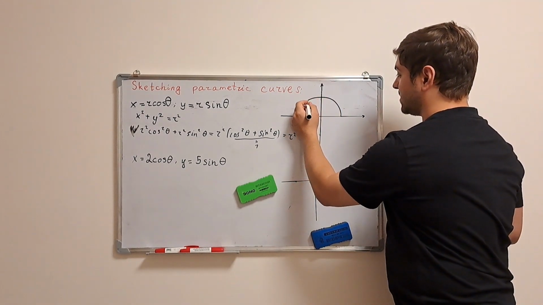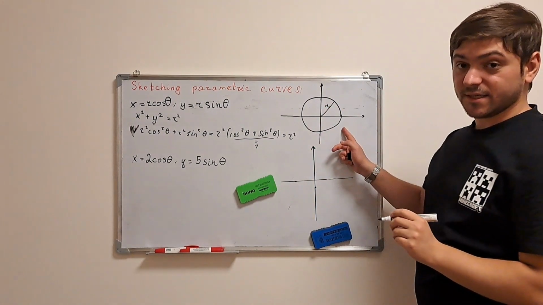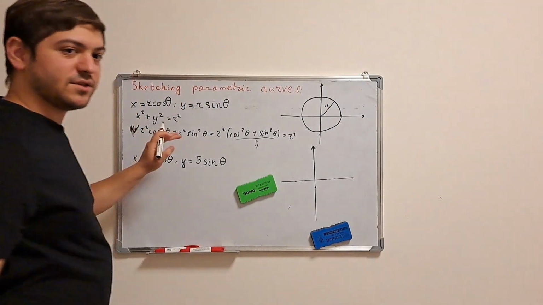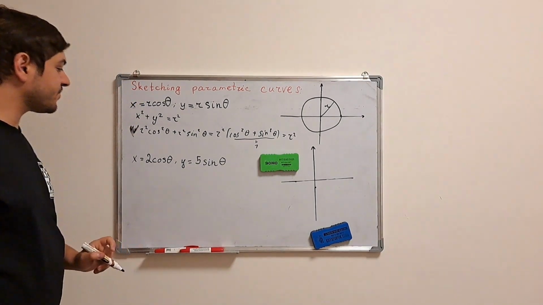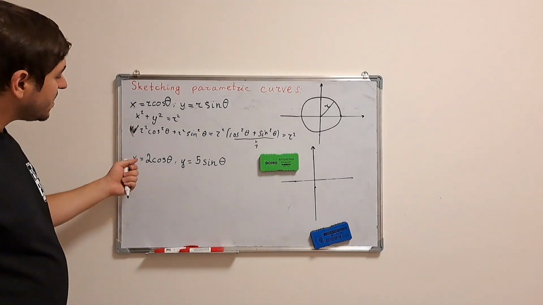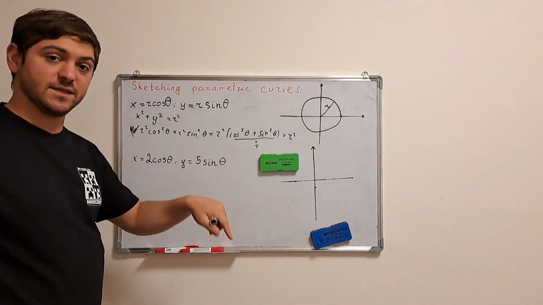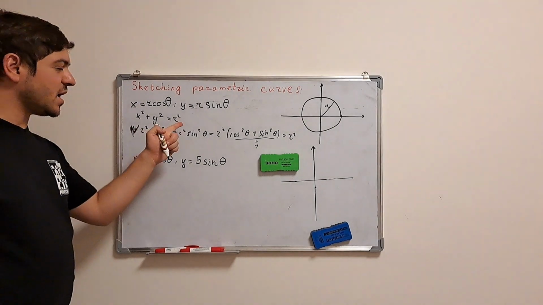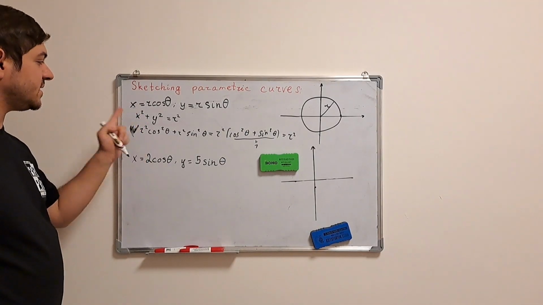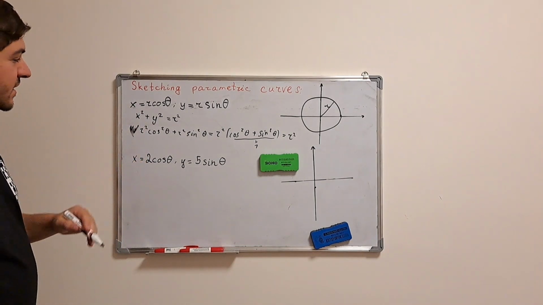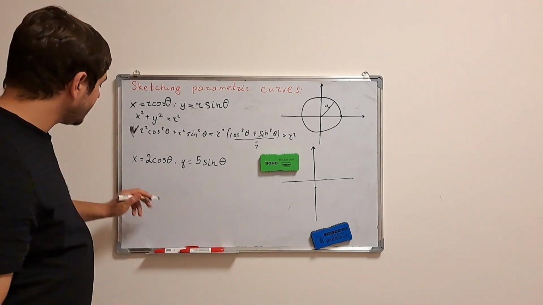So suppose this is our circle and this is our radius. So this is how we sketched those two terms. Now we are given another curve with x being equal to 2 cosine theta and y being equal to 5 sine theta. Now let's try out the same formula, and we will see what happens next.